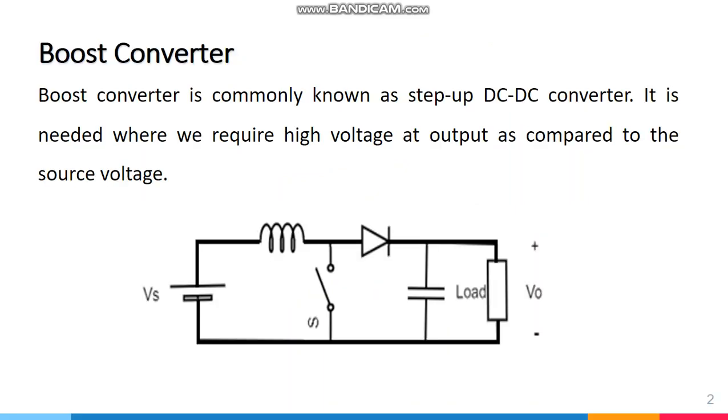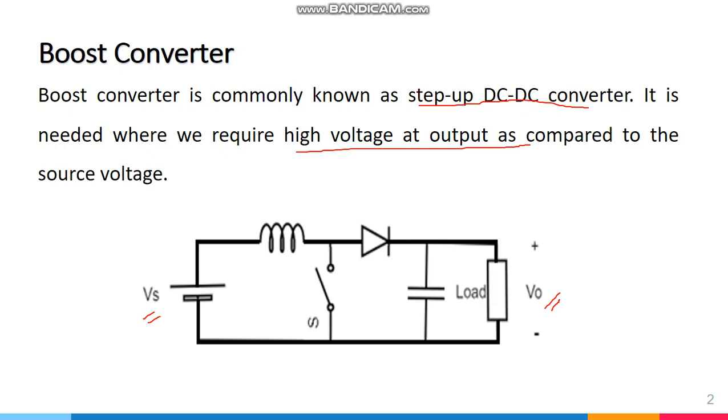A boost converter is commonly known as a step-up DC-DC converter, which means that at the output we will be getting a higher level of DC voltage as compared to the input voltage. Whereas in the case of a buck converter, the output voltage obtained was at a lower level as compared to the input voltage. Therefore, it is needed when we require a higher voltage at the output as compared to the source voltage.